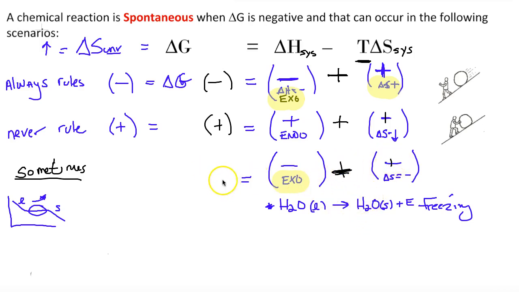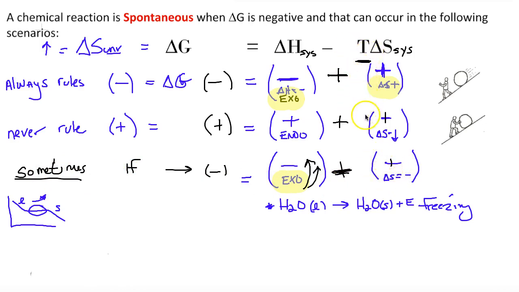So what does this mean? This can only be negative if this value is negative enough, which means we better release enough energy to overcome the system's decrease in entropy. We better increase the entropy of the surroundings enough, by getting the gas molecules to go faster, to overcome the system's ordering. And so this is only, sometimes, spontaneous if this positive is small enough.